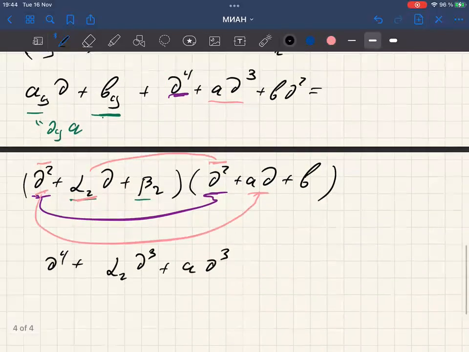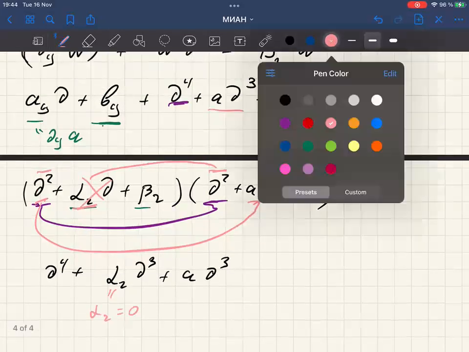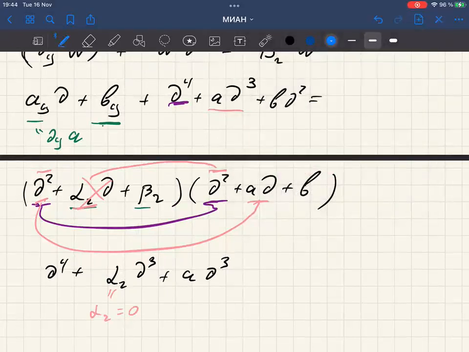But we know that it should be just a d third, so we can get that alpha 2 is equal to 0. Okay, perfect.